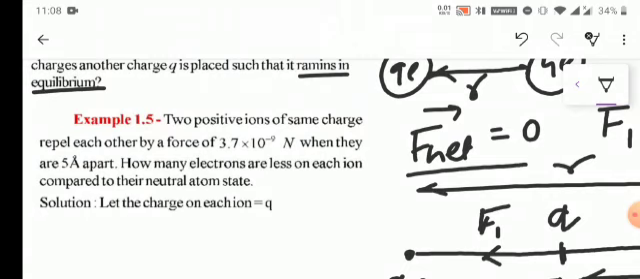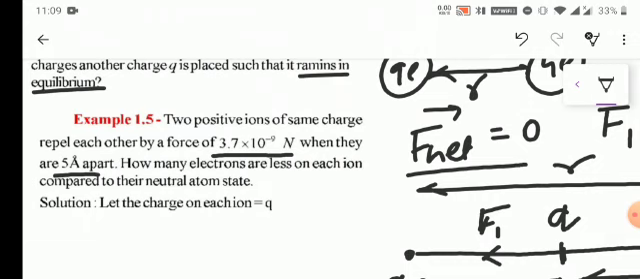The second one is: two positive ions of the same charge repel each other by a force of 3.7 into 10 to the power minus 9 Newton. So the force is given and the distance between the two charges is given. You have to find how many electrons are missing on each ion compared to the neutral atom state. Again, this is also a very important question. So how can you find these values?